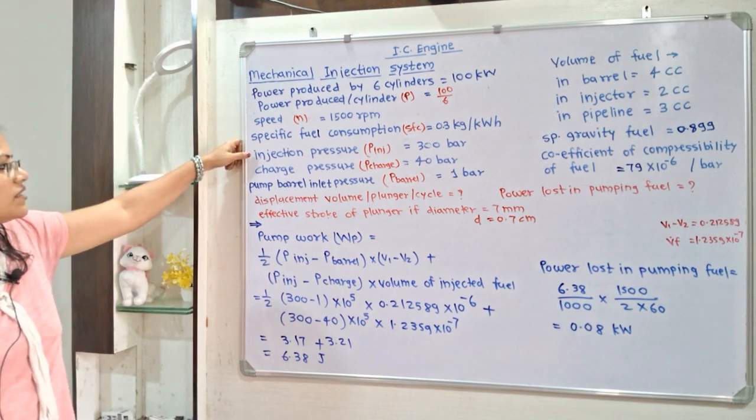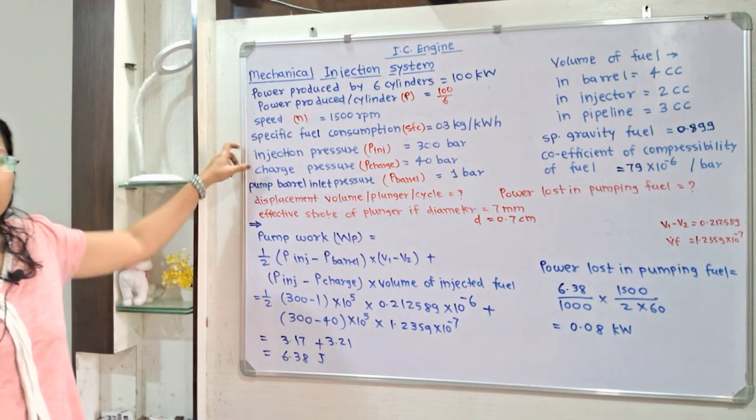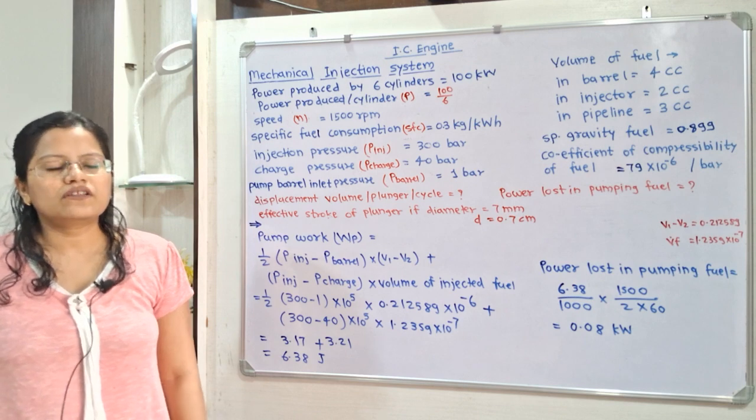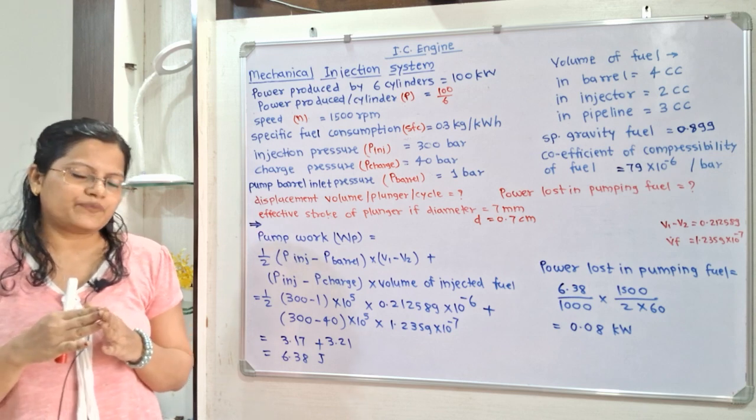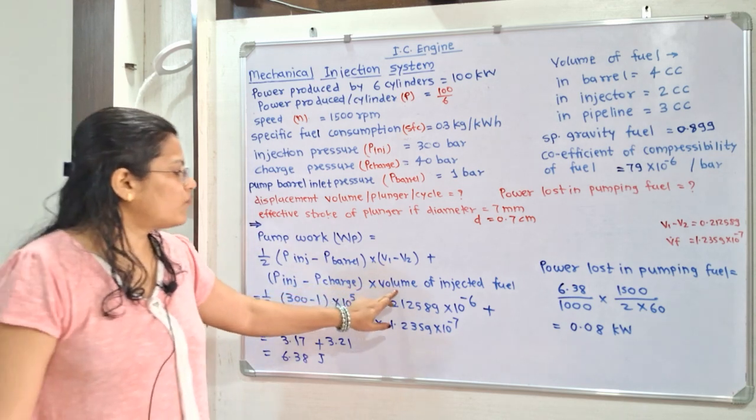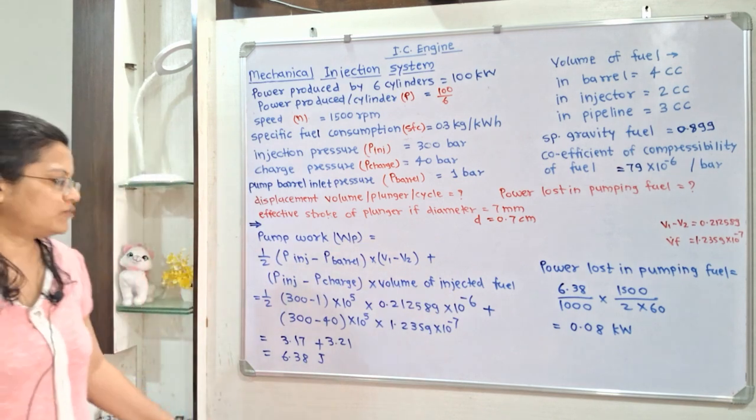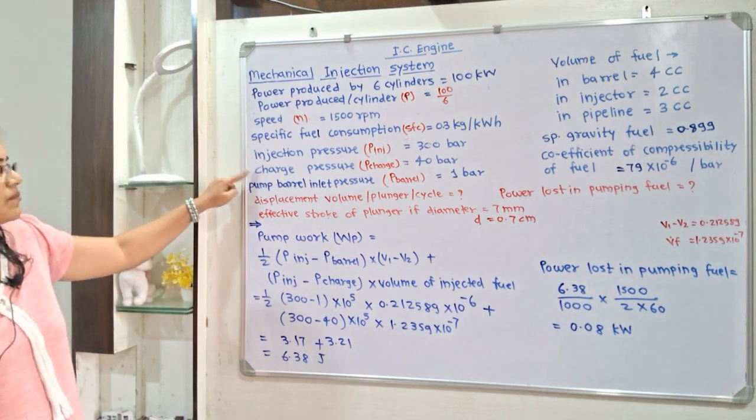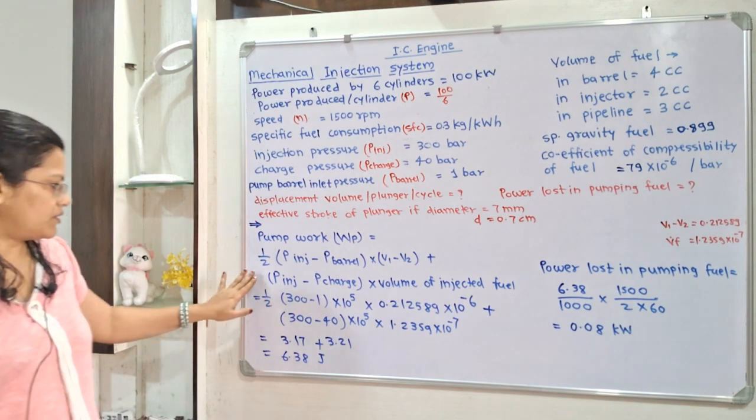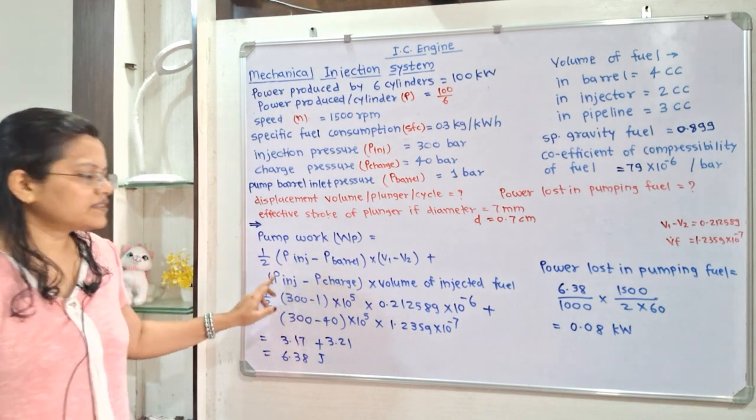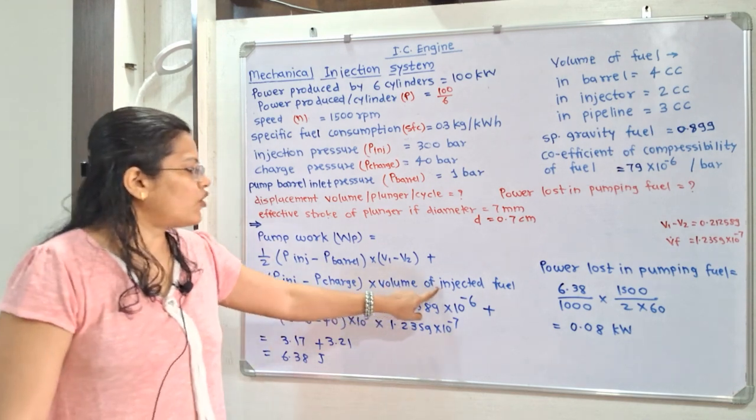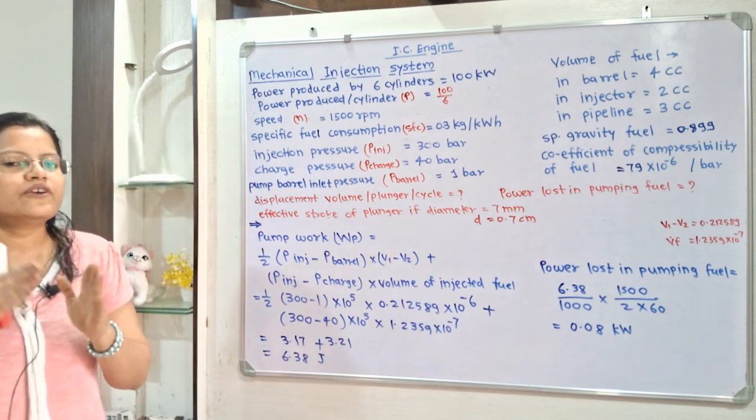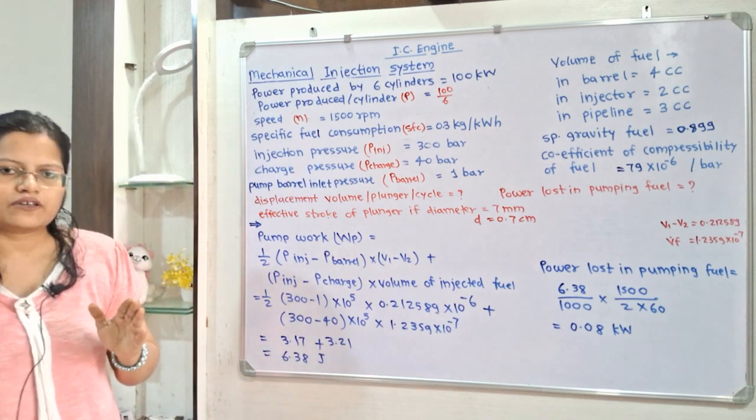So the difference between this injection pressure and charge pressure causes the process of fuel injection. So we have to multiply the volume of injected fuel when we take the difference of injection pressure and charge pressure. Now this P also has the standard unit Newton per meter square, and the volume of injected fuel we have to take in the unit meter cube.